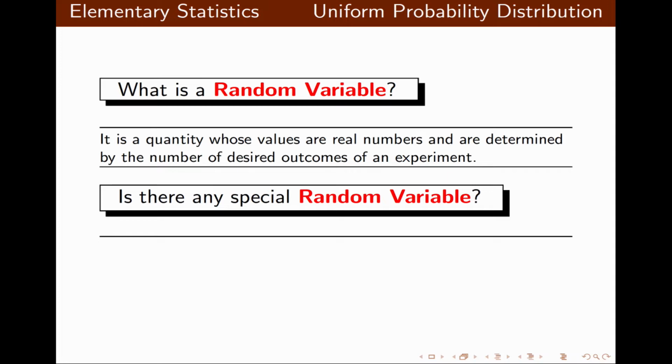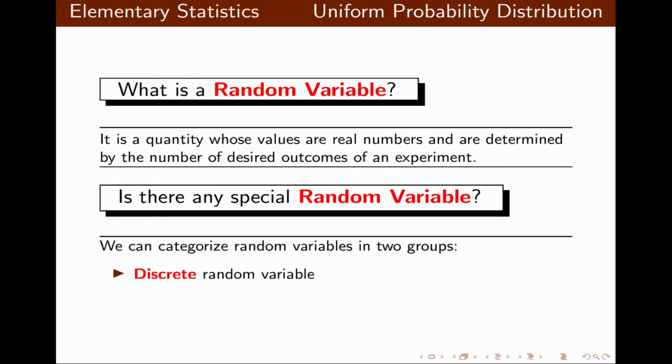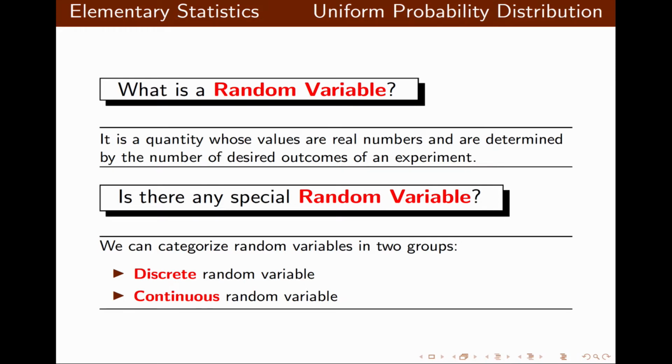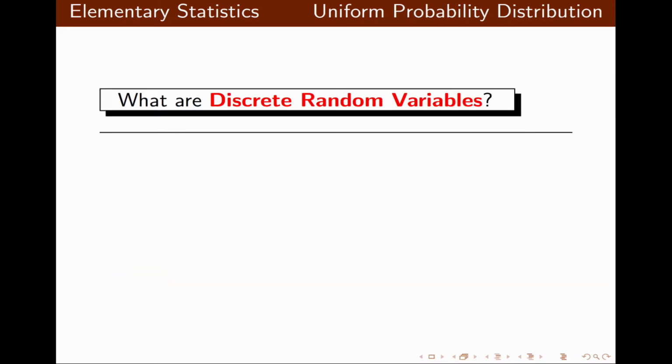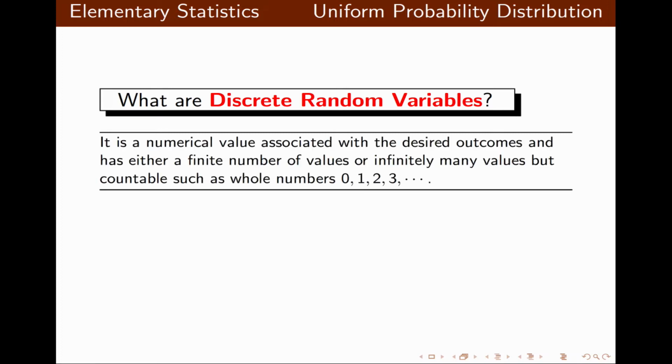Are there any special random variables? Well, we can group them in two different ways: discrete random variable and continuous random variable. What are discrete random variables? They're numerical values associated with the desired outcomes. It's either a finite number of values or infinitely many values, but countable.